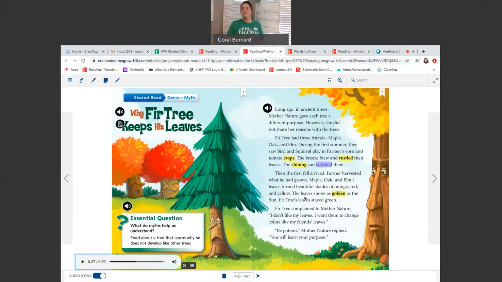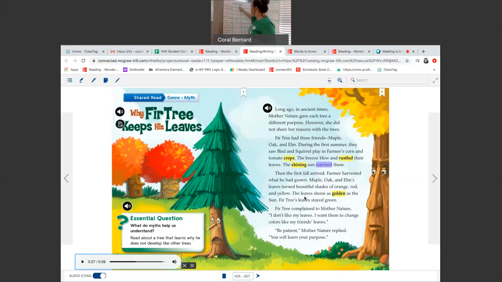Okay, so we came across our first word. It is crops. Listen to the sentence. During the first summer, they saw bird and squirrel play in farmers' corn and tomato crops. When I think of crops, I think of those big fields of corn that I see when I drive down the street. Oh gosh, Northern maybe? I don't know. When I drive down Northern, I see corn crops, and there are a whole bunch of stalks of corn. Or if you think about around Halloween time, we've got Fear Farm, and they do those corn mazes where you go through a maze full of corn. That's a crop of corn.